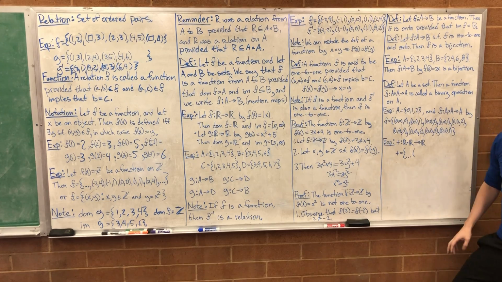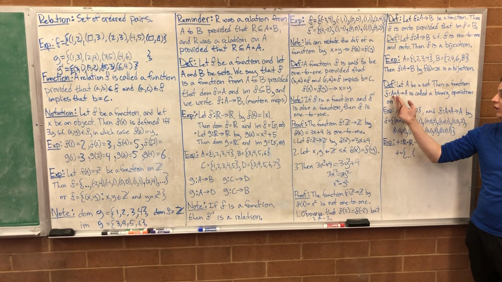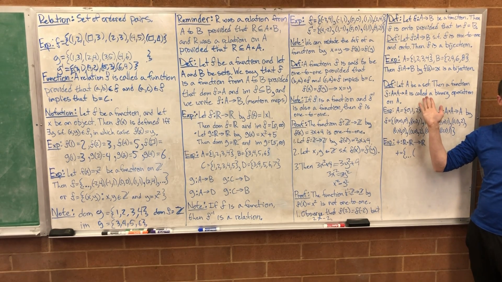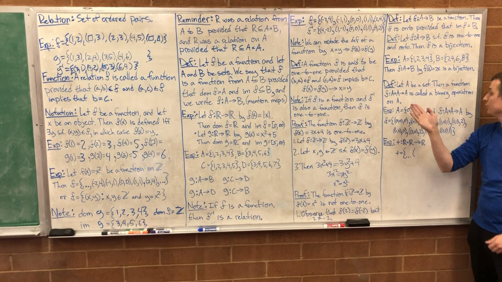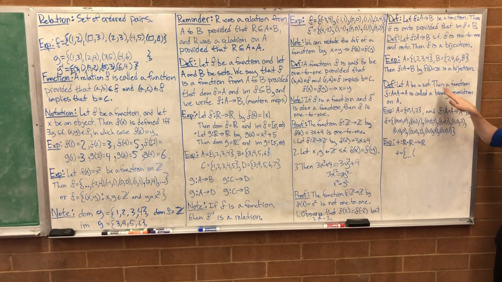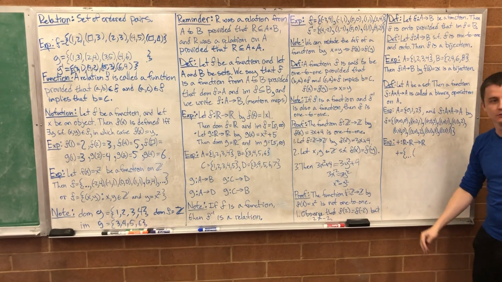Does it have to be just A, or can we do a function from A cross B to C? I can do a function from A cross A to something else, and then it would just be a binary operation. Here, the way that they're using binary operation, it's the same thing as a closed binary operation. Here we're not going to worry about closed versus not closed.